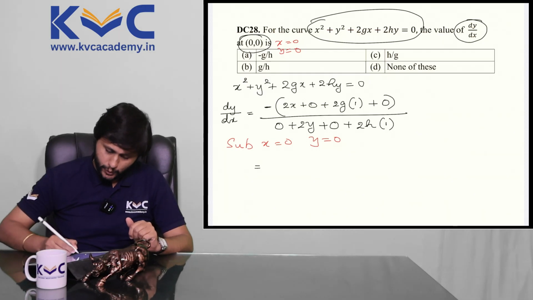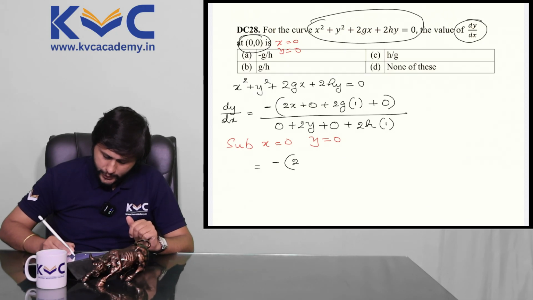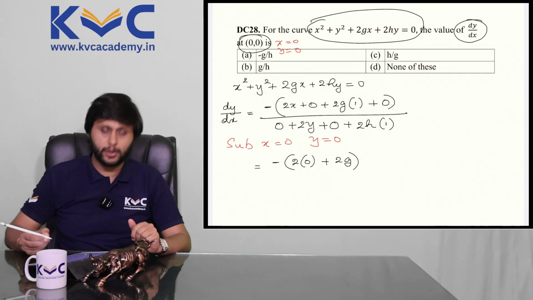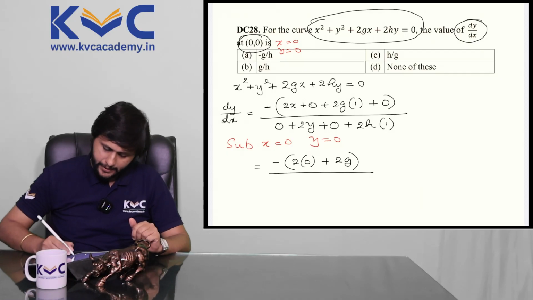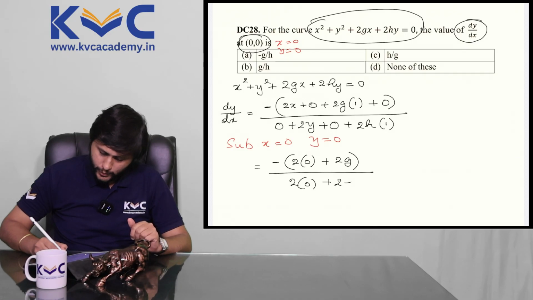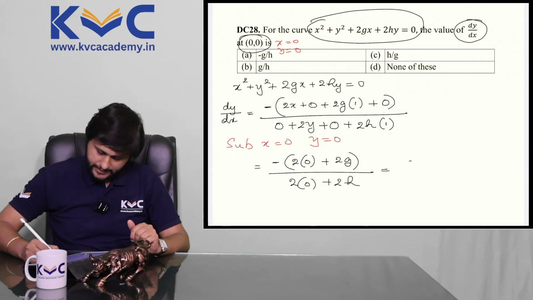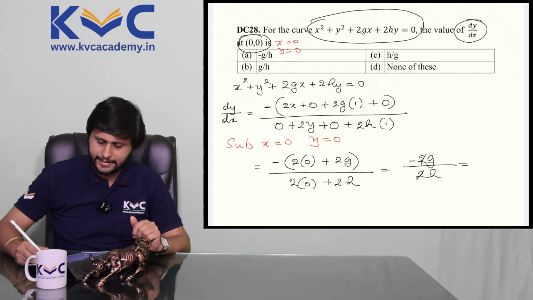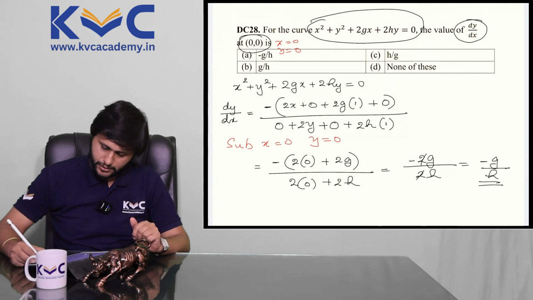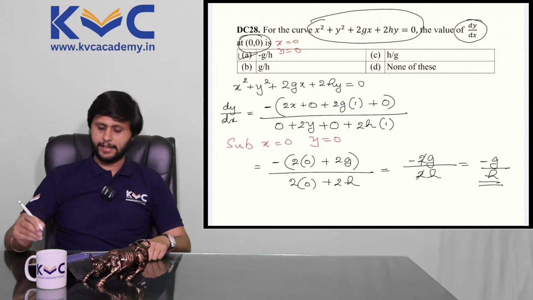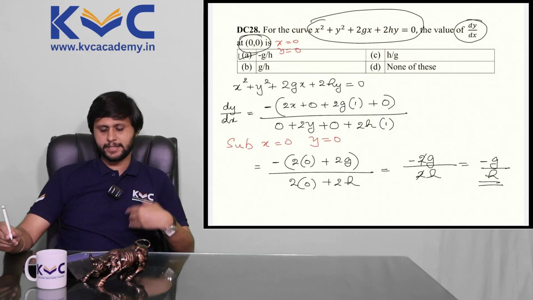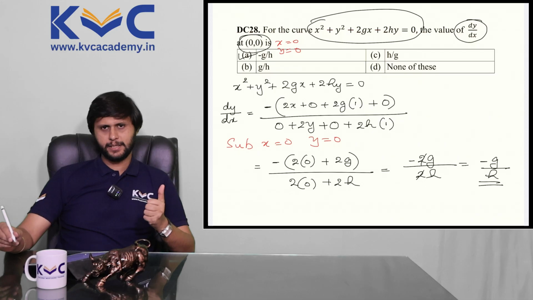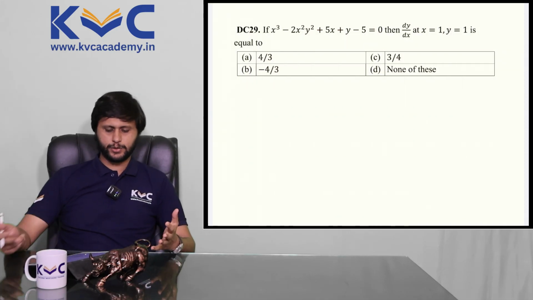x equal to 0, y equal to 0, minus 2 into 0 plus 2 into g. That's all that is remaining. All divided by 2 into 0 plus 2 into h. What remains? Minus 2g divided by 2h. 2 2 cancels, minus g by h. Minus g by h is there in the option. So this is the next level, after we do the differentiation, where we substitute the values. Fine. We have another question like this, another simple question.